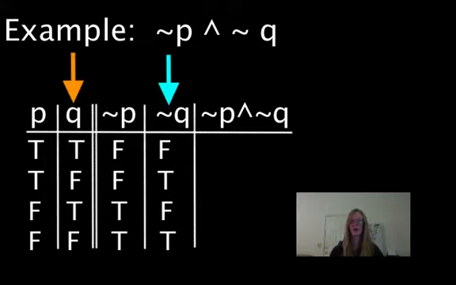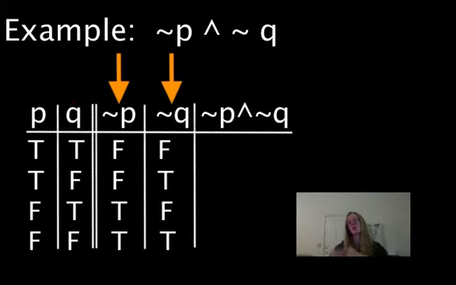And then after we get our not P and not Q, now we can combine those statements to figure out what not P and not Q is. For and to be true, both statements have to be true. So our table is going to look like this.